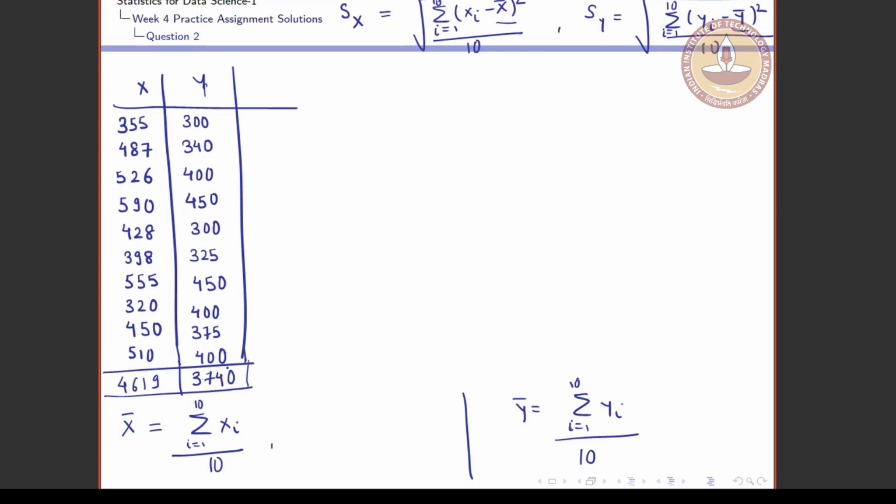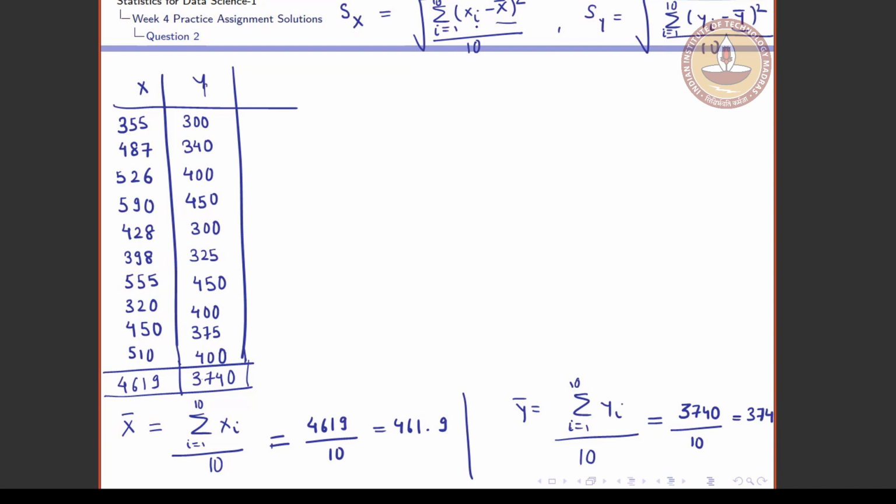3740. So the mean marks obtained by students in class 10th is 4619 divided by 10, that is 461.9, and the mean marks obtained by students in class 12th is 3740 divided by 10, that is 374.